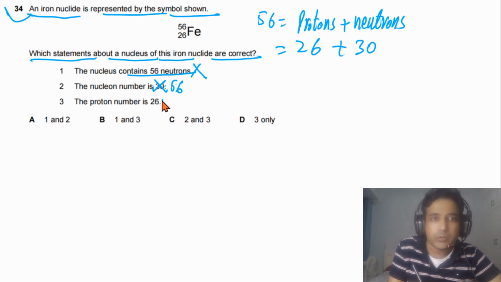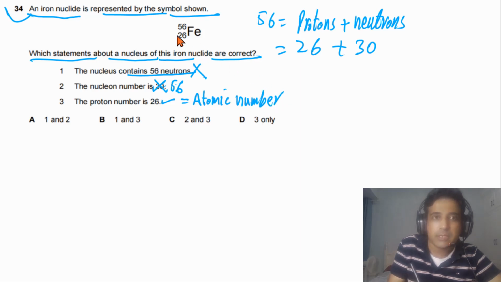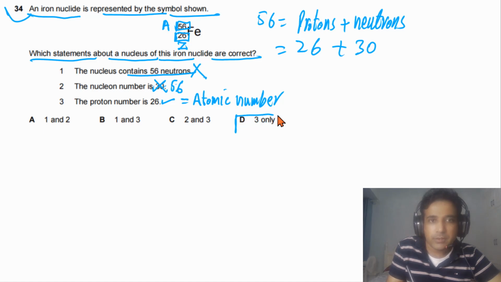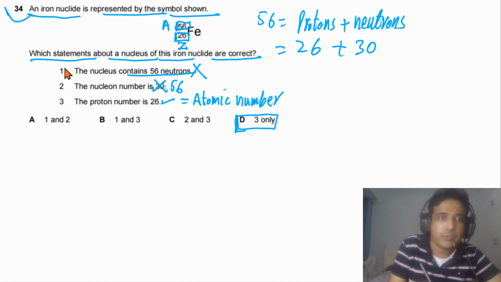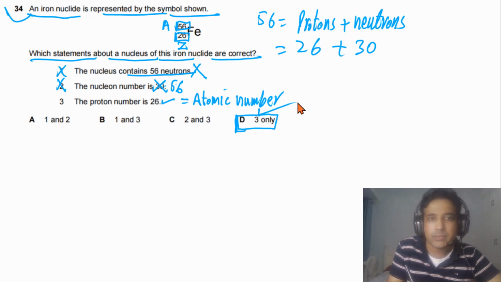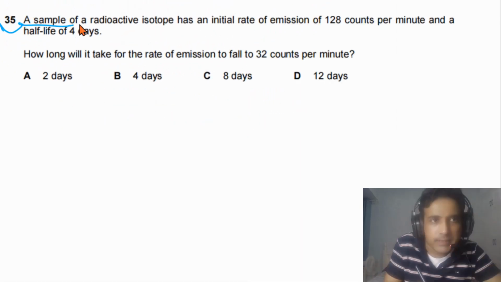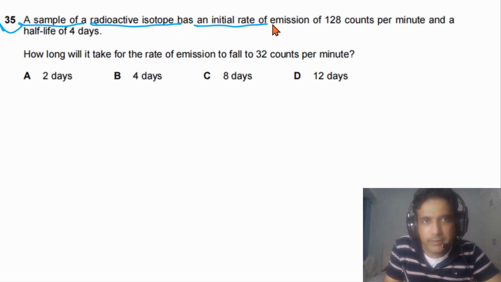The proton number is 26. Yes, proton number is the atomic number. So we can also say this is the atomic number, and the atomic number is equal to 26. This is the atomic number, so we represent it with Z, and this is the mass number, so we represent this one with A. So the answer for this question is D. Yes, this is the only correct statement, because this is incorrect and this is incorrect, so the answer for this one is D.